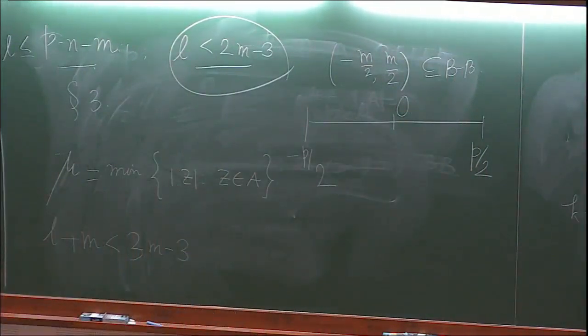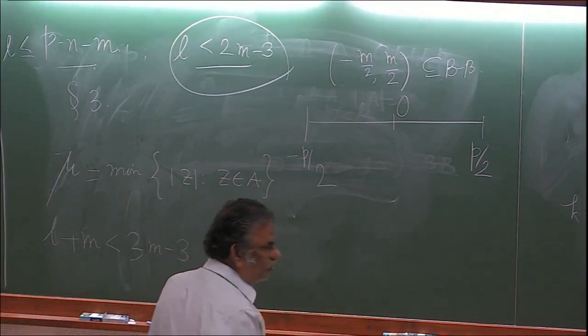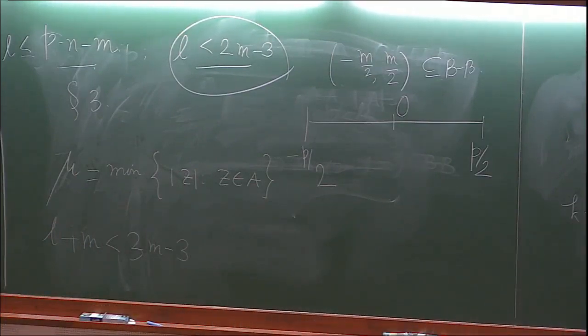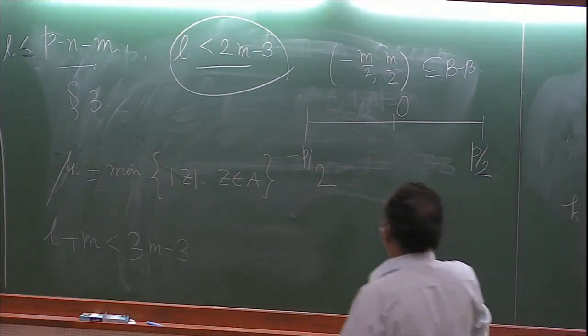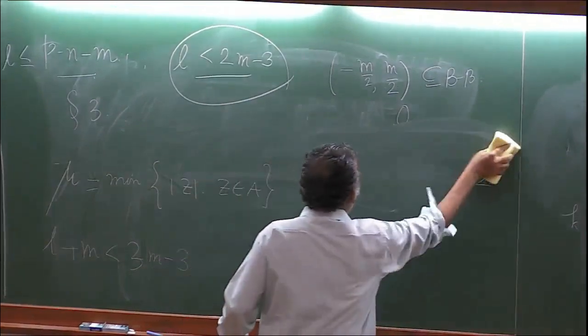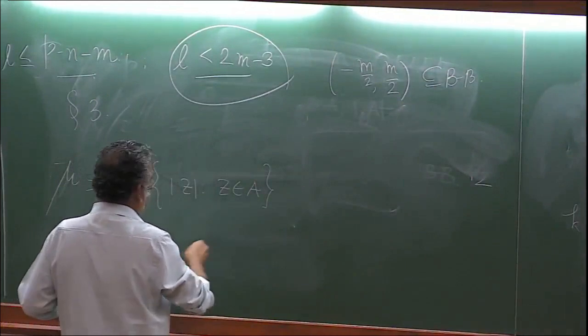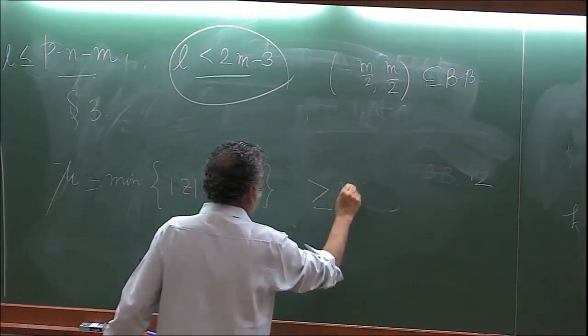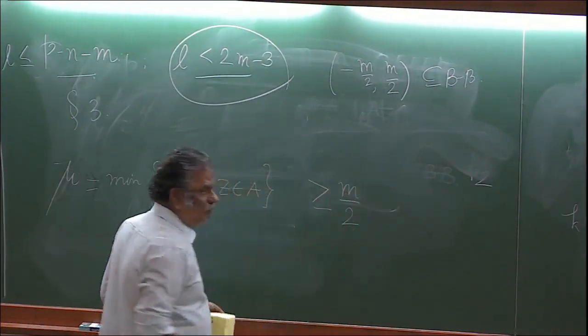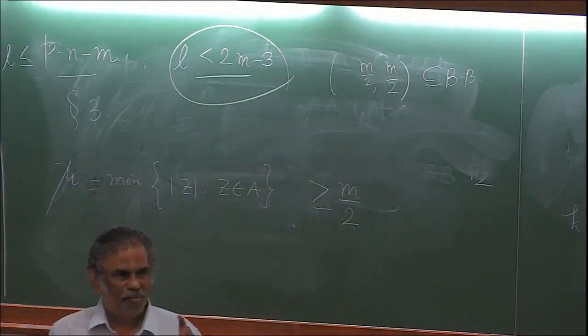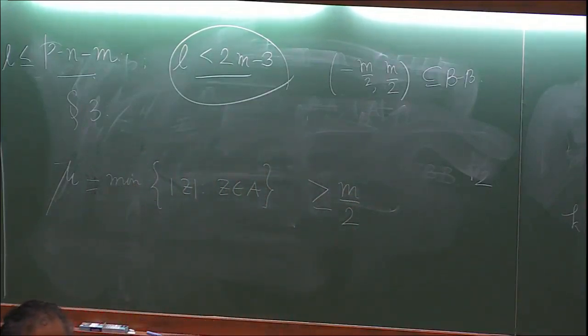Because I take k equal to 3, and therefore we have minus m over 2 to m over 2 contained. This is essentially equivalent to saying that this mu which has been defined here is at least as big as m by 2, because the minus m by 2 to plus m by 2 does not lie there, and therefore this is at least equal to m by 2.